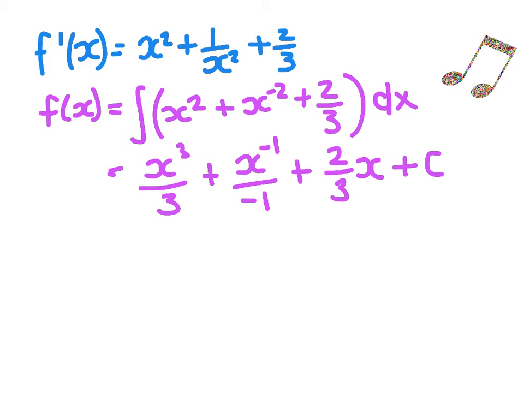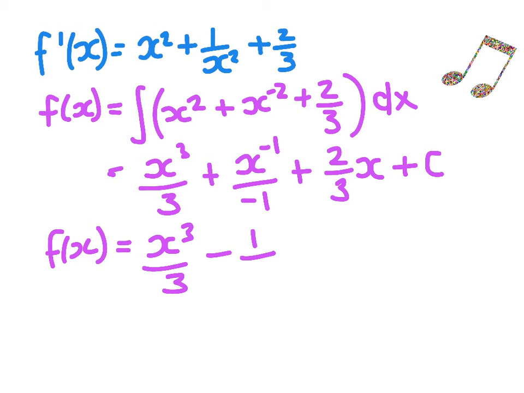I'm going to tidy up at this point. So f of x is equal to x cubed over 3. This negative one on the bottom means the whole fraction is negative. I'm going to move the x down to get rid of the negative in this, plus 2/3 of x plus c. And this now is the general solution.